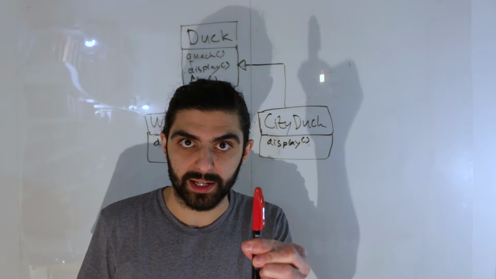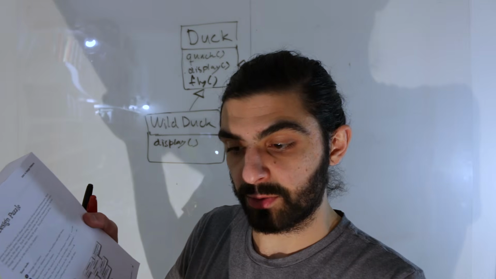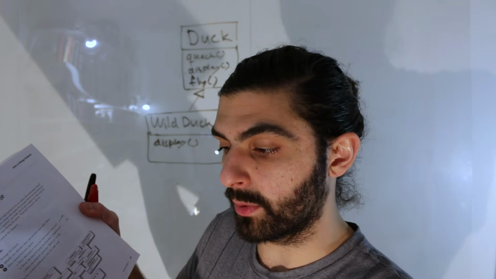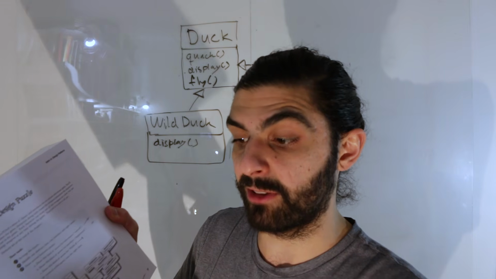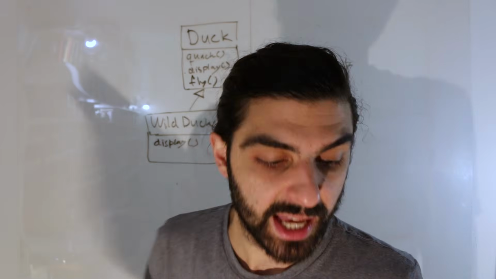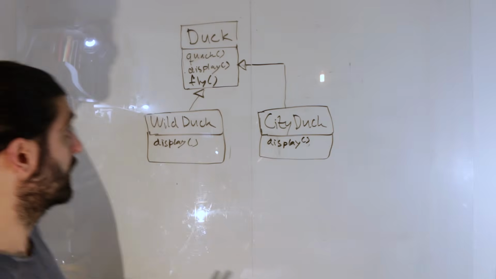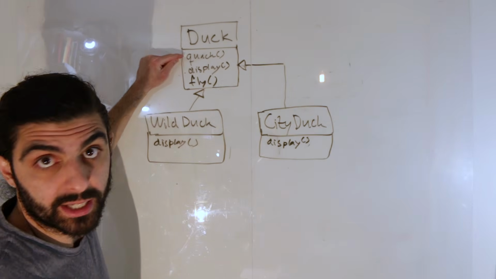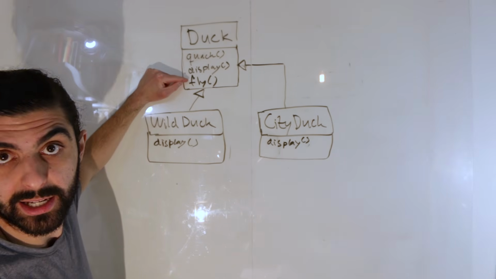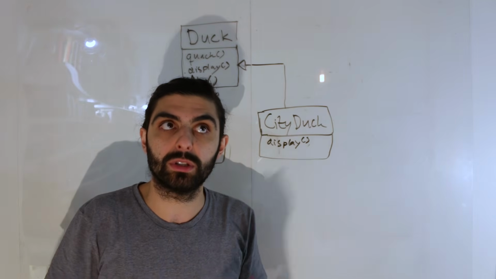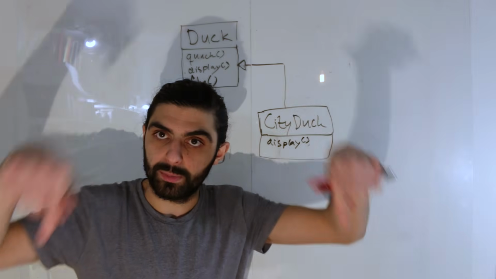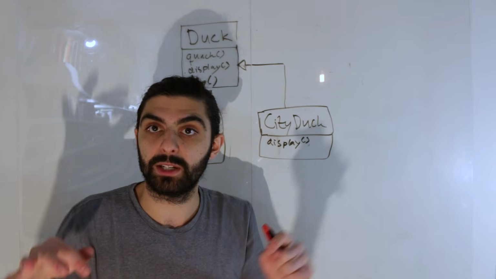So the point with strategy, let's think about the definition again. The strategy pattern defines a family of algorithms, encapsulates each one and makes them interchangeable. Strategy lets the algorithm vary independently from the clients that use it. That's exactly our problem here. We have an algorithm for quacking. We have an algorithm for flying. And what we're realizing is that we can't create a hierarchical solution in order to share code between these different uses of the different algorithms.